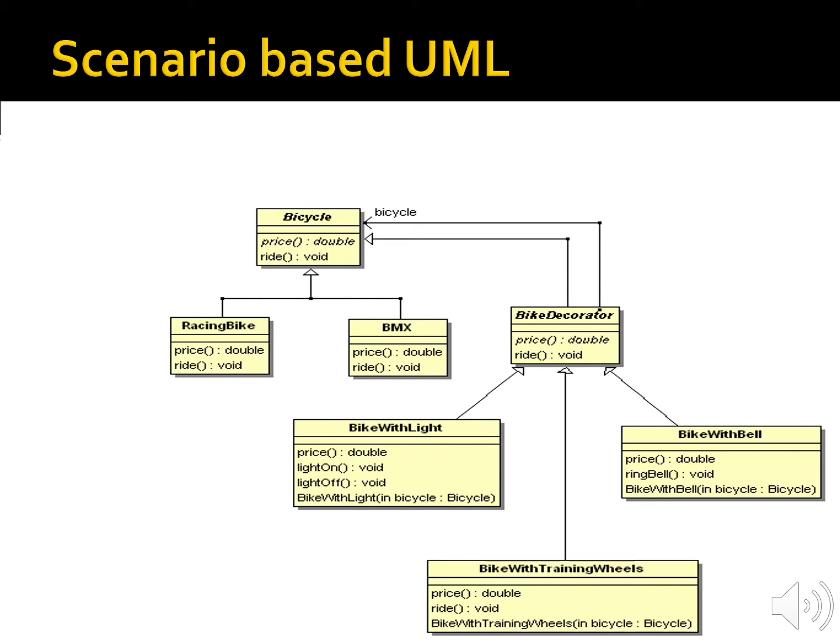For example, you can add light and you can add bell, you can add bell and you can add training wheels, or you can add the combination of all these three decorators. So in this implementation, we have created a general decorator interface or decorator class, which is the bike decorator, and all the decorations and additional features that we want to attach to this bicycle at runtime, we have declared as its concrete classes.